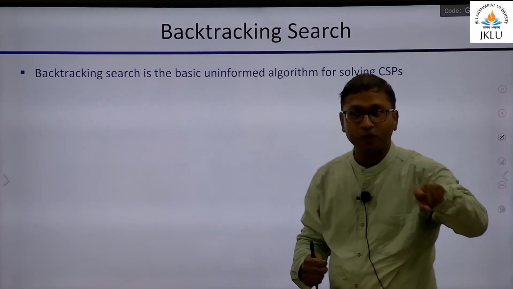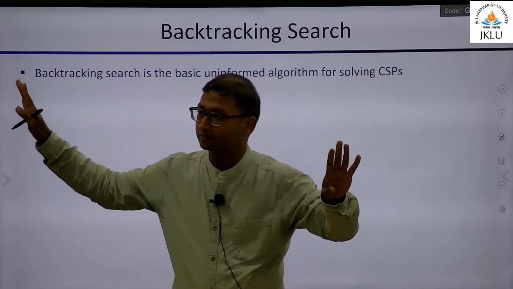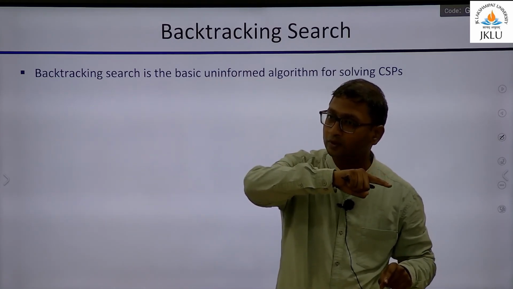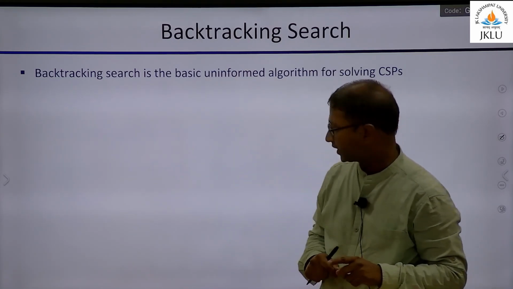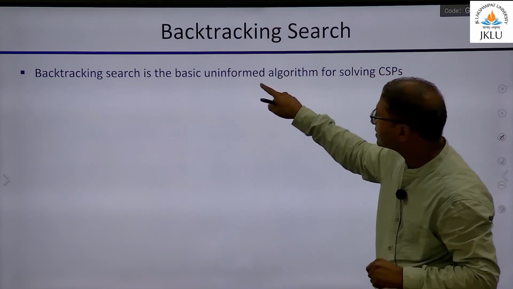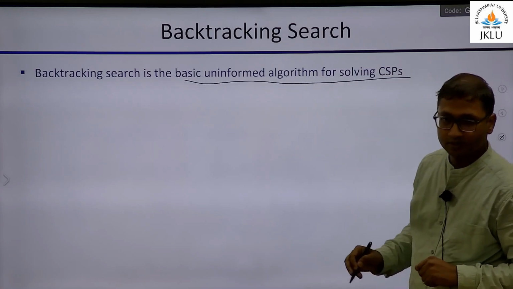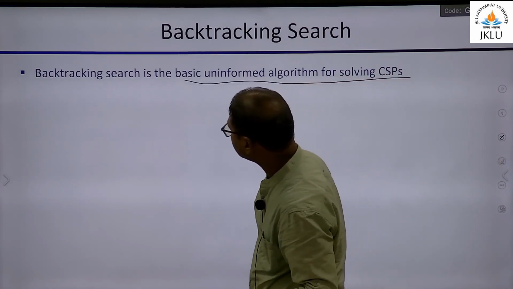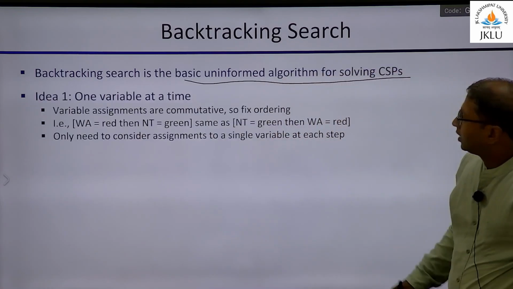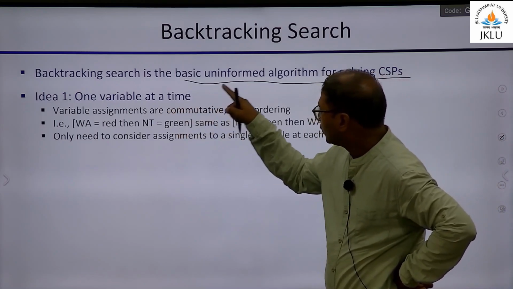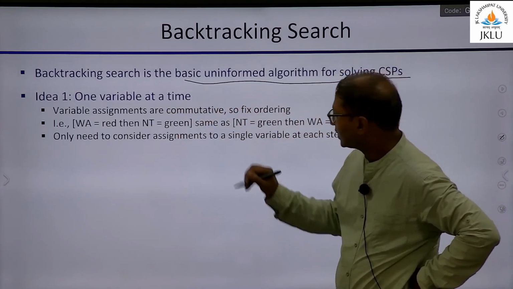Now that might or might not be satisfying my constraints. Okay, in that case what do I have to do? I have to backtrack and keep on doing that. Okay, so backtracking search is the basic uninformed algorithm for solving CSPs. One variable at a time. Variable assignments are commutative, so fixed ordering. What is commutativity?